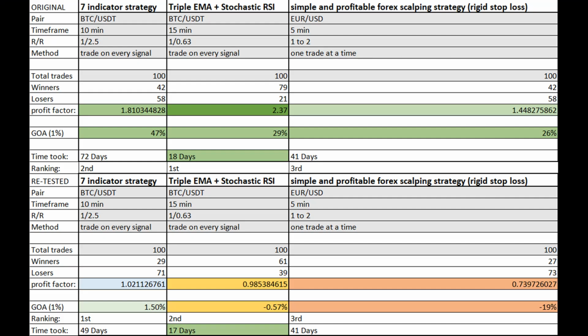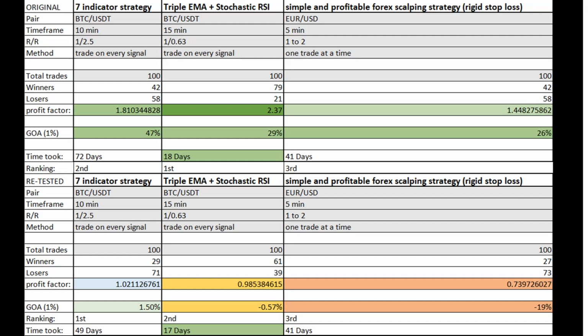And the results are in. After 100 trades on the Bitcoin USDT pair, on the 15-minute time frame, using our best performing strategy, we had a negative 0.57% gain on the account. That is basically a break-even result. Now you can clearly see, even with our best performing strategy, which we tested only 100 times, we did not make any profits. Now let's compare the old equity curves with the new equity curves.